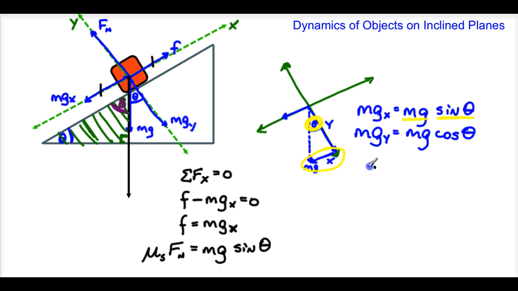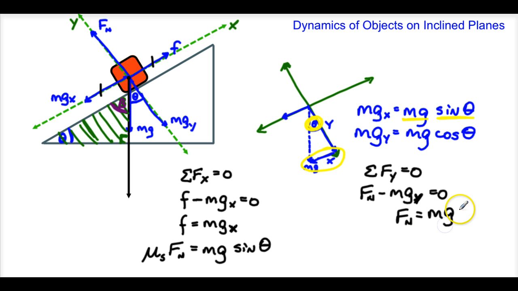In the y direction, I can say the same thing, that the sum of the forces in the y direction is equal to 0. Again, the evidence for that is that it's not accelerated. In this case, it's not even moving. And so the positive force, in this case, which would be the normal force F sub n, plus the negative mgy, is equal to 0. And therefore, I can say that the normal force is equal to mgy, or mg cosine theta.